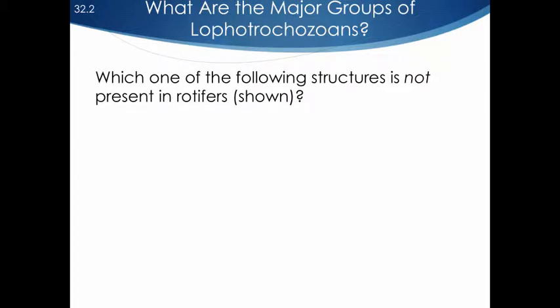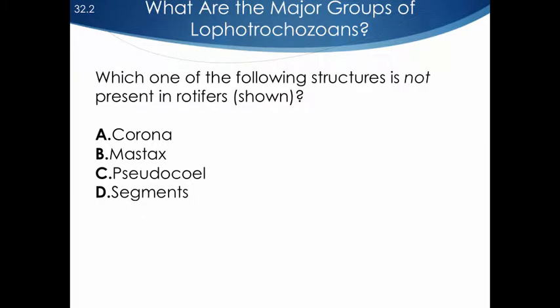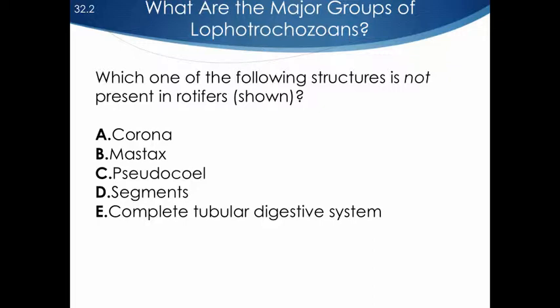So here's another question. Which of the following structures is not present in the rotifers? A. Corona. B. Mastax. C. Pseudocoel. D. Segment. E. Complete tubular digestive system.